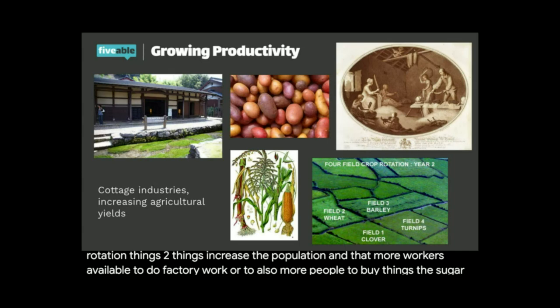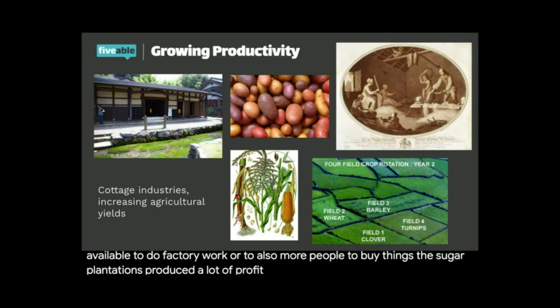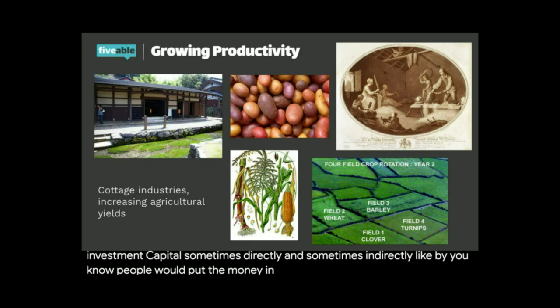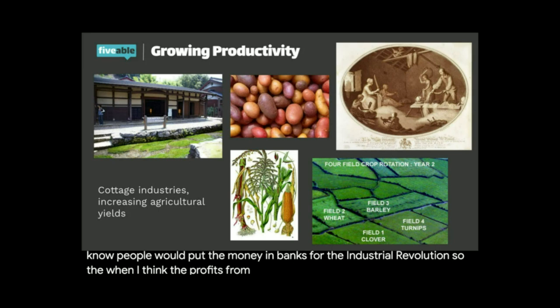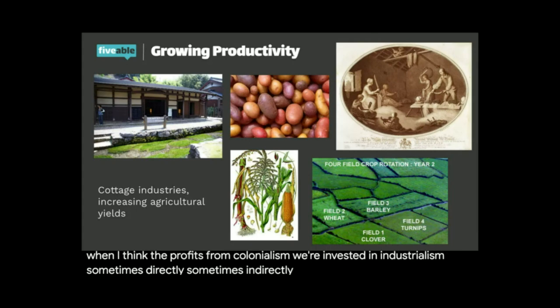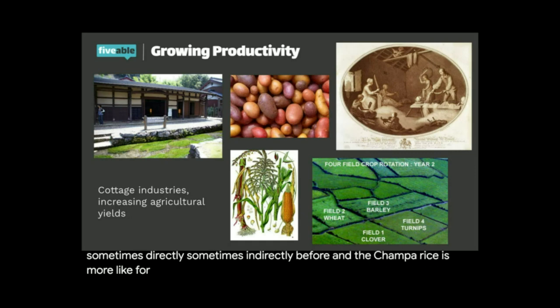The sugar plantations produced a lot of profit, and those profits provided the investment capital, sometimes directly and sometimes indirectly, like when people would put the money in banks, for the Industrial Revolution. So you want to think the profits from colonialism were invested in industrialism, sometimes directly, sometimes indirectly. And the champa rice is more for subsistence. It's not a cash crop, a market economy, or a market commodity.